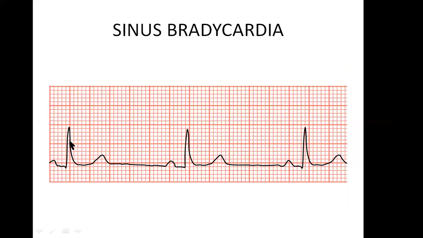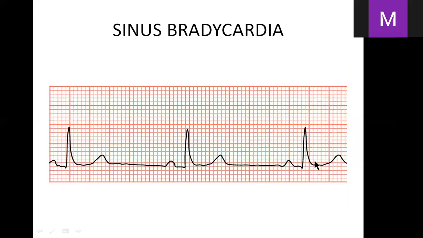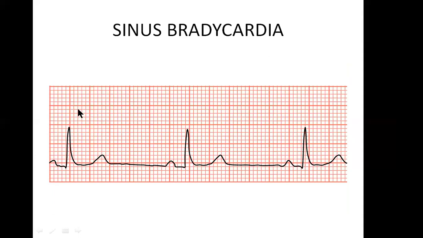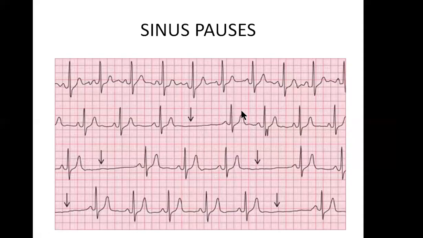So this is how, friends, you can calculate the rate. 300, 150, 100, 75, 60, 50. Heart rate is 50, and rhythm is sinus. Very good. It is sinus rhythm because we can see P wave, and each P wave is followed by QRS complex, and all the complexes are similar. And in this, you can see sinus pauses. It is sinus rhythm with sinus pauses.